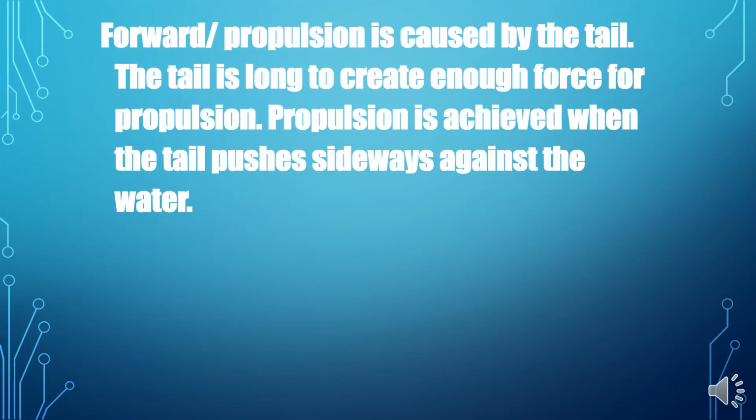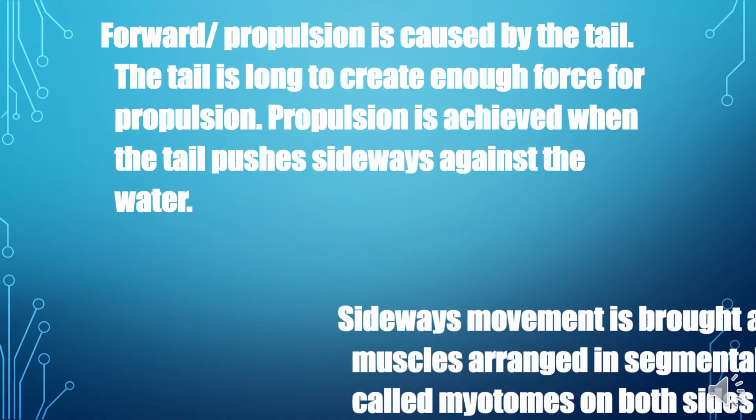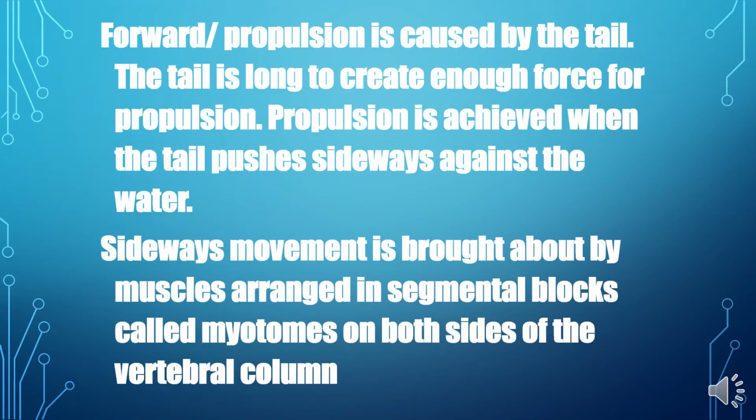Forward movement or propulsion is caused by the tail. The tail is long to create enough force for propulsion. Propulsion is achieved when the tail pushes sideways against the water. Sideways movement is brought about by muscles arranged in segmental blocks we call myotomes on both sides of the vertebral column.